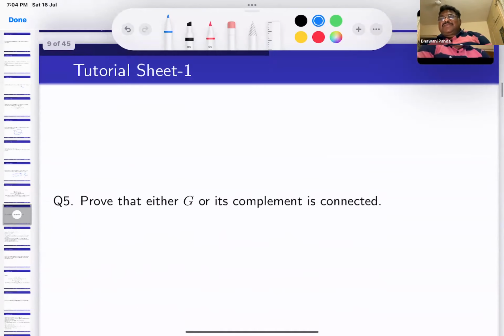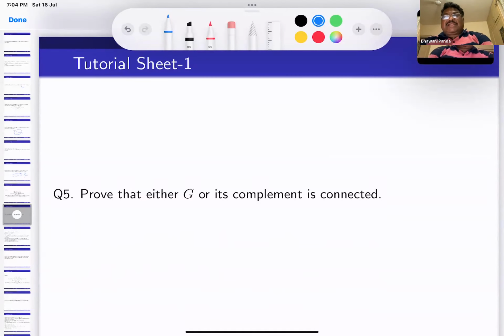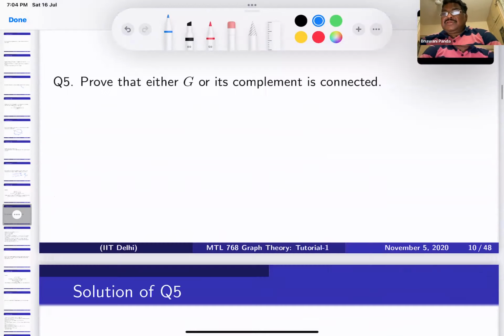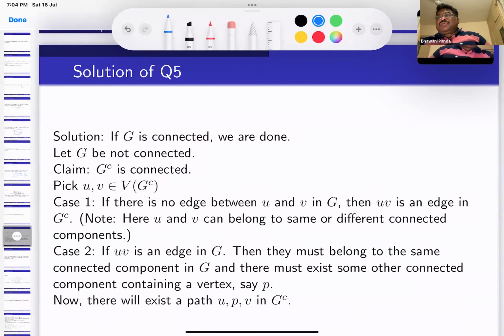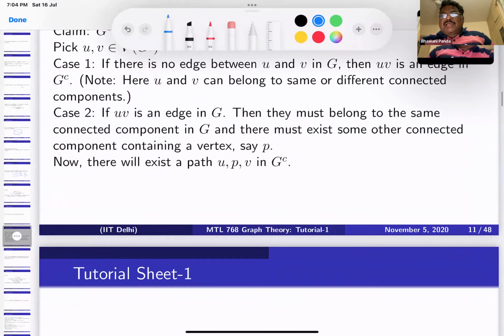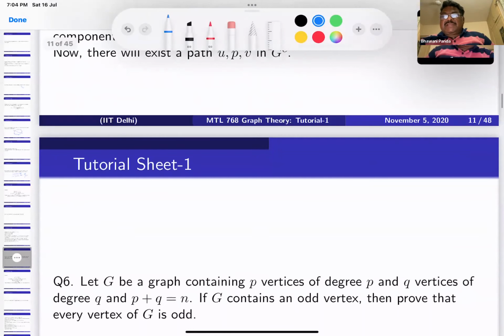Prove that either G or its complement is connected. That we did in the last class, right? Okay, so I'm sharing the solution sheet anyhow. Whatever I have already done, I'm not going to go over again.